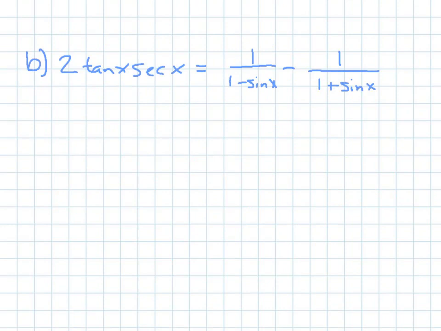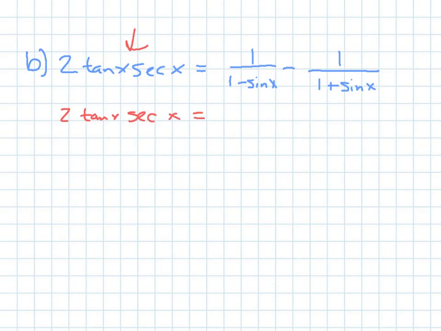Now letter B says that 2 tangent of x times secant of x is equal to 1 over 1 minus sine x minus 1 over 1 plus sine of x. So here, anytime I see fractions, I know that it probably makes sense to put them together, because the left side has no fractions. It's all one thing multiplied. So it probably makes sense to work with the right side because I can easily make common denominators and put them together. So for this one, I'm going to mess just with the right side.